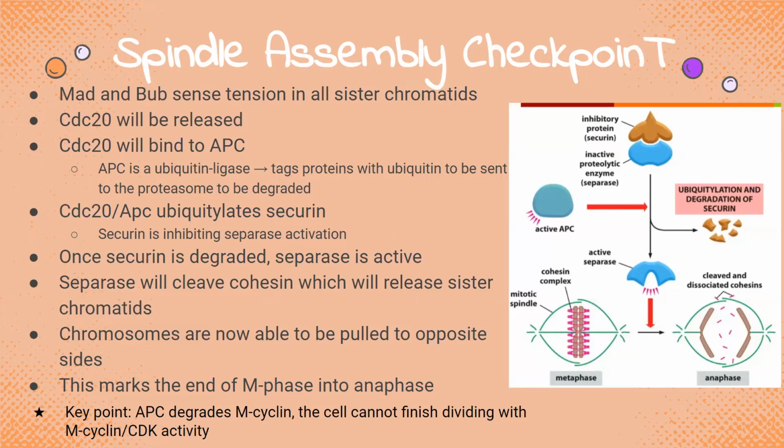So I like Mad and Bub. I think they have fun names. Mad and Bub are our sensors. Again, we don't have this mechanism fully characterized, but they are involved. And once we sense tension, we're going to release CDC20, which is different from CDC6 that we mentioned earlier, that gets phosphorylated when we're preventing origin refiring.